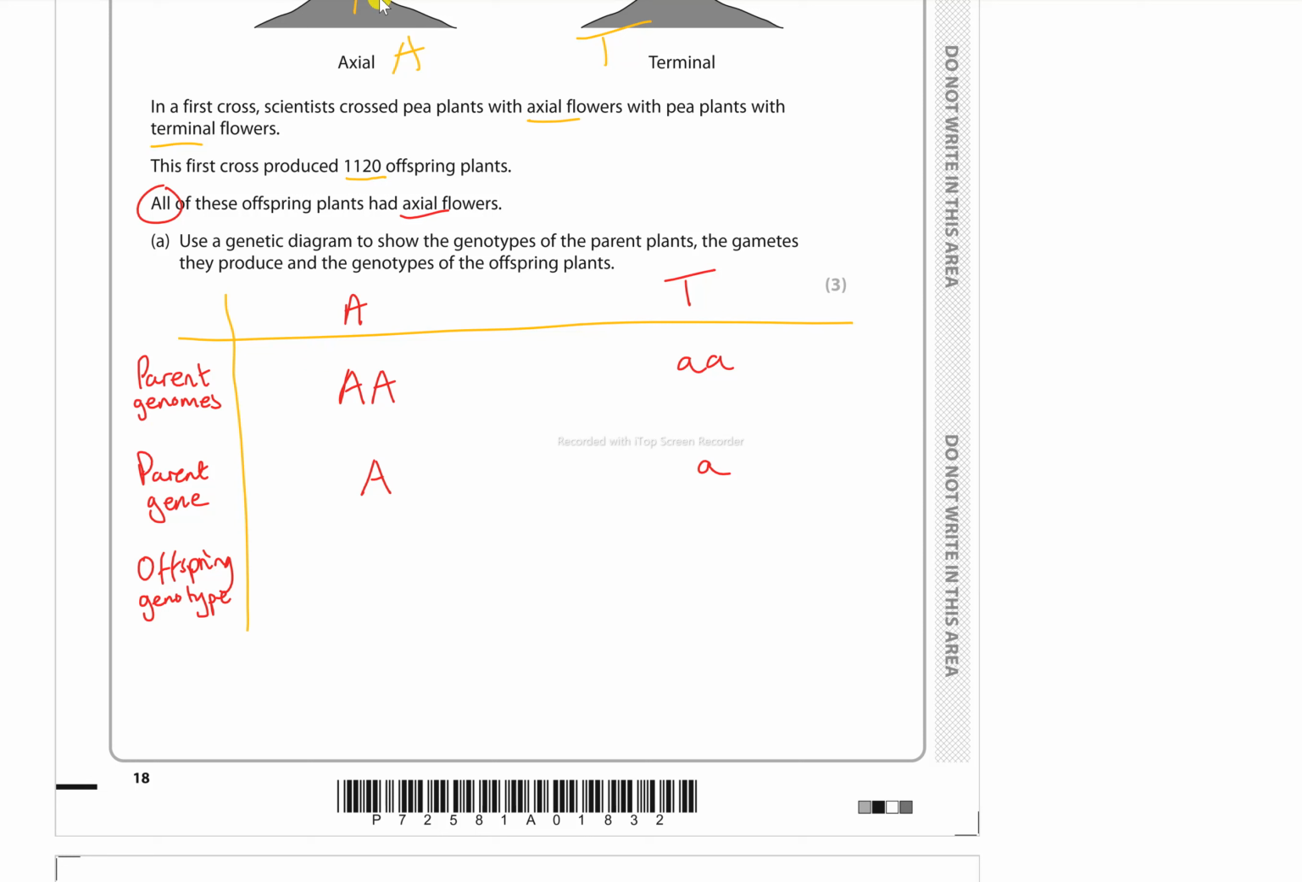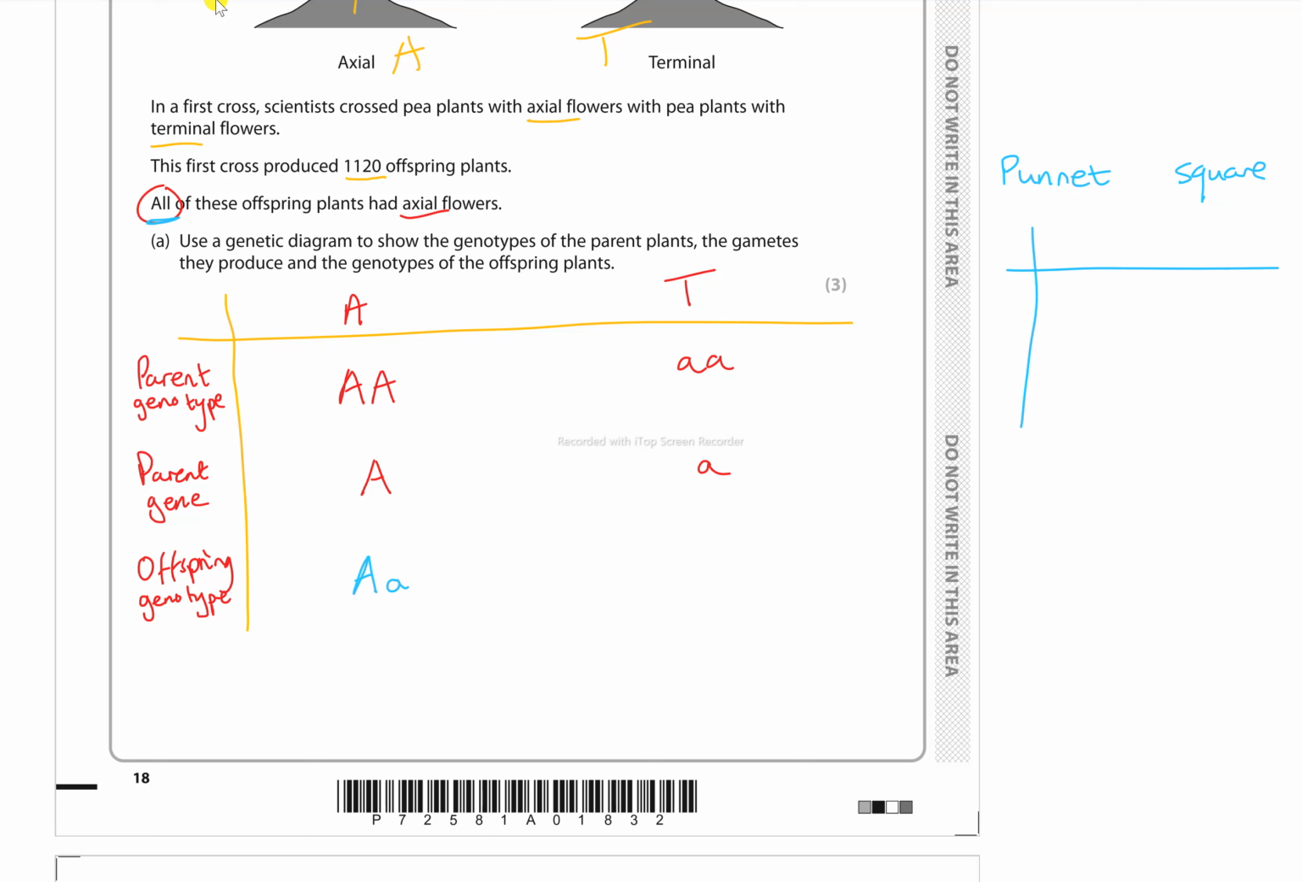Genotype. Okay, so we've got this, and they were all axial. So I think they're going to have Aa. So we can go to something called a Punnett square. No, there's no E. I always get the spelling wrong. Square.